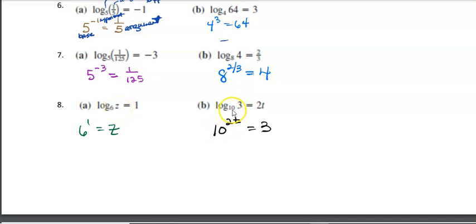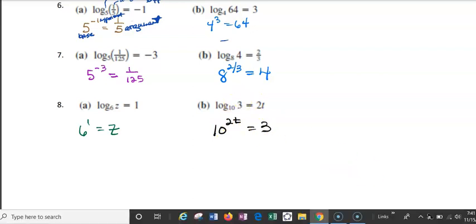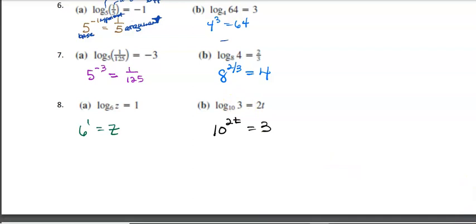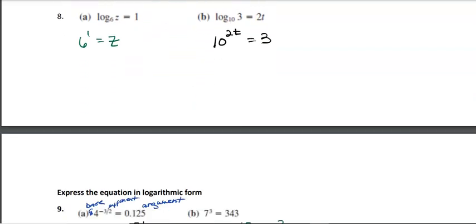Here, your base is 10. So it's unusual to have this 10 here. Usually it would have been just log 3 equals 2t. But they gave it to you, so that was nice. If it wasn't there, I would still expect that you would know that was base 10. So here's base 10. Logs equal exponents. Here's your exponent, 2t, and that has to equal the argument, which is the 3. So that's converting from log form to exponential form.